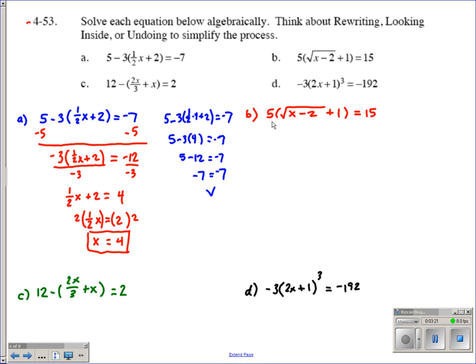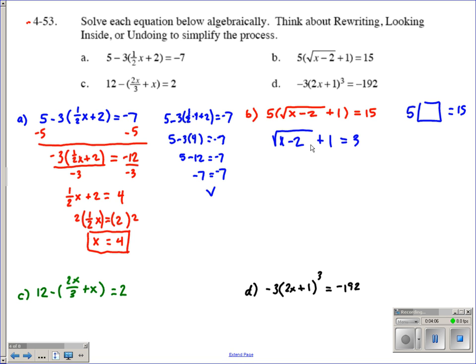Let's look at B. 5 times the quantity of the square root of x minus 2, and then we're adding 1 to that, and it says that should equal 15. Well, if we use looking inside, I'm thinking about this entire expression here. If I said 5 times what value equals 15, well, I know that this value inside of here, which is all of this, should equal 3. So the square root of the quantity x minus 2 plus 1 should equal 3. You get the same thing if you divide each side by 5.